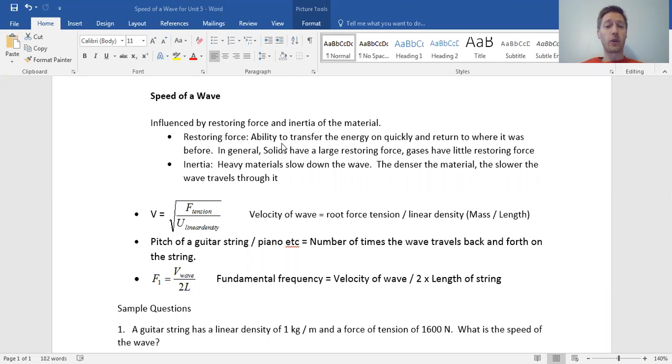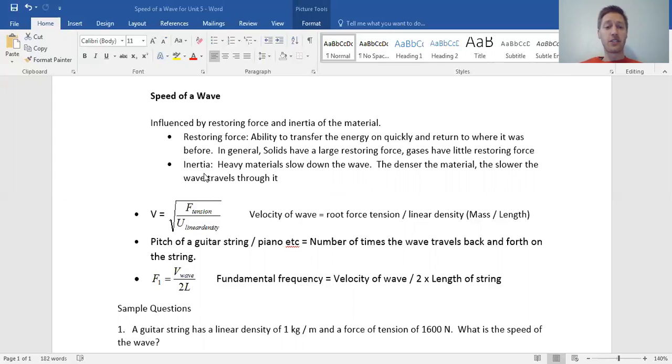The restoring force is how quickly the matter can return to its original position, how quickly you can pass energy on to someone else. So if you're a solid, your neighbor's right next to you, so you just quickly pass energy on to the next neighbor, and you're back to where you started. Gases are really far away, so they don't have a neighbor, so it takes a long time for them to transfer the energy and get back to where they were before. So for solids, they have a pretty large restoring force.